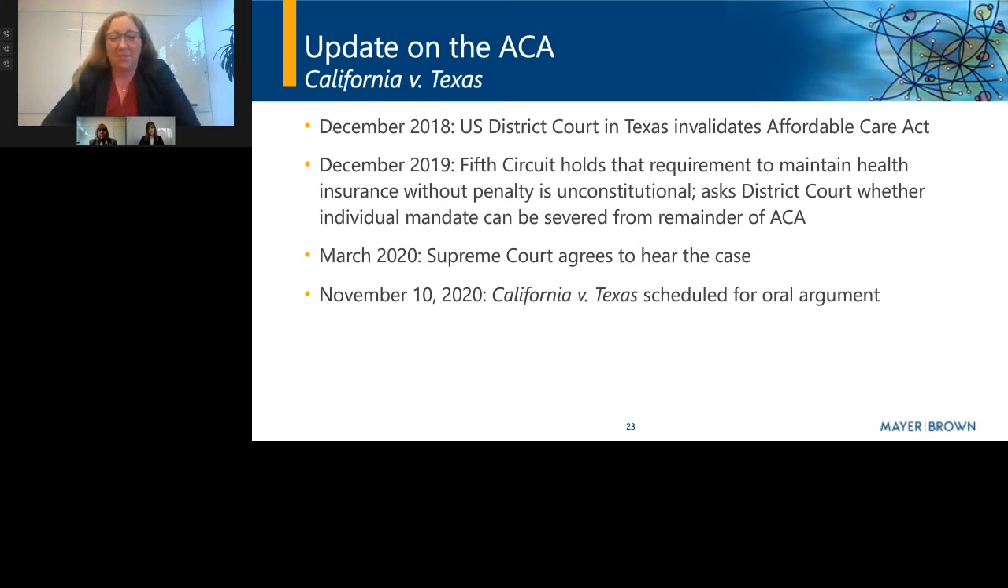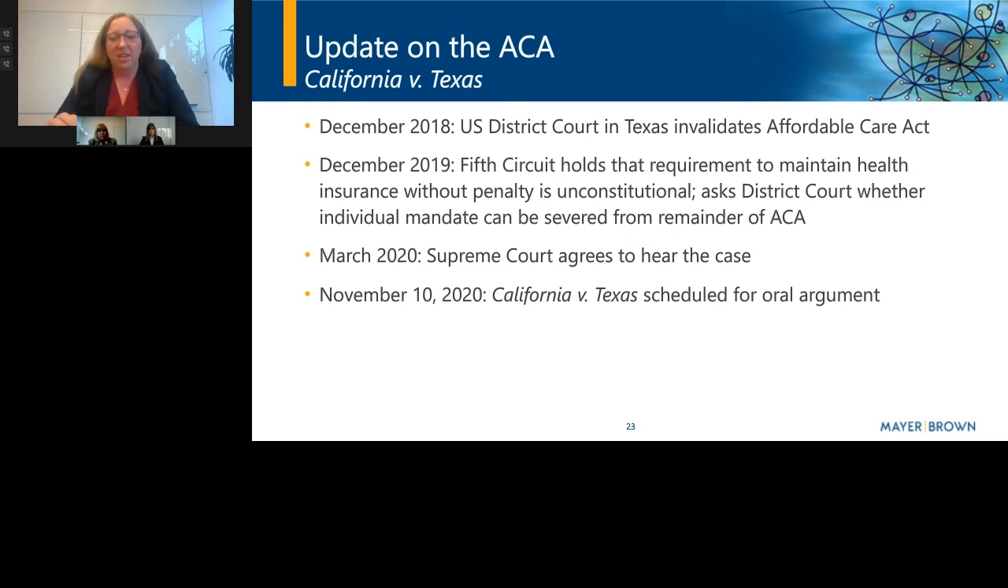Next, as promised, an update on the Affordable Care Act. I suppose one update is that if the Affordable Care Act is held unconstitutional, we don't have to worry about the Affordable Care Act mandate, and people can offer telehealth benefits to whomever they want. But, Debbie and I covered a lot of this earlier, but to give some background, the Affordable Care Act included what is often referred to as an individual mandate.